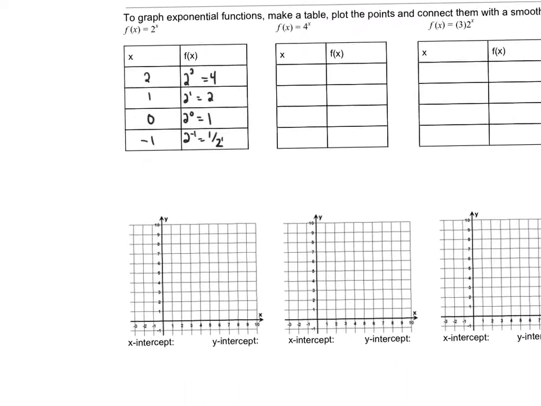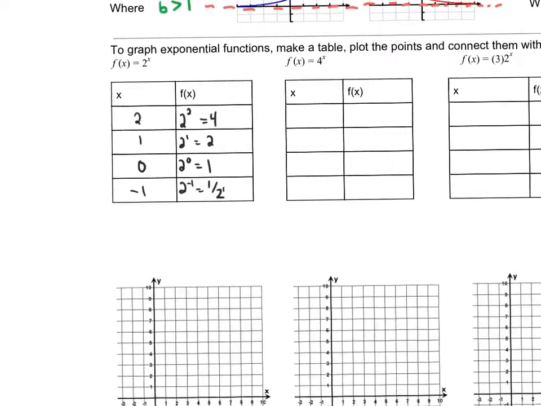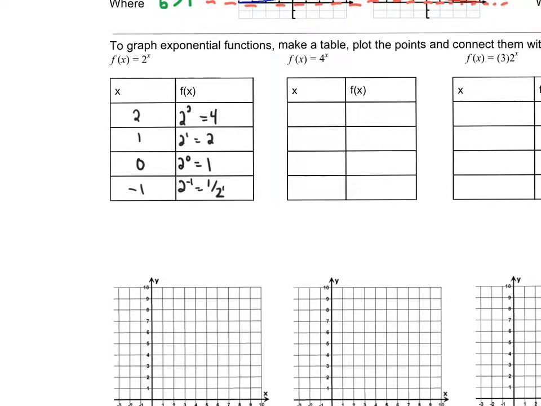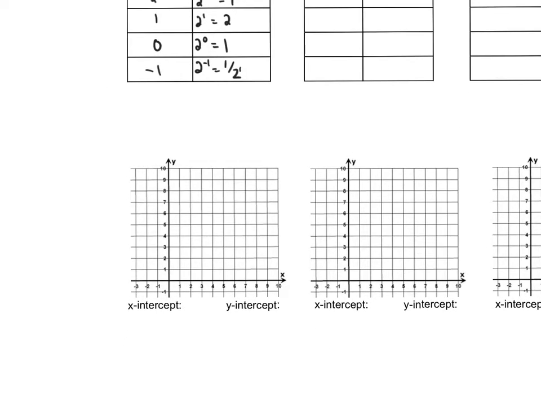Now remember, the base in this case was 2. This was a growth function, so we should see a graph that's going up. So let's go ahead and plot these points. We have 2, 4, which would be here. We have 1, 2, which would be here. We have 0, 1, which would be here. And we have negative 1, 1/2. So you can see from these points, when I connect them, it looks just like this.